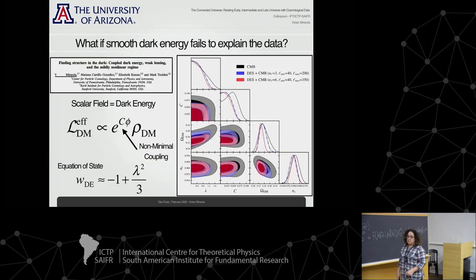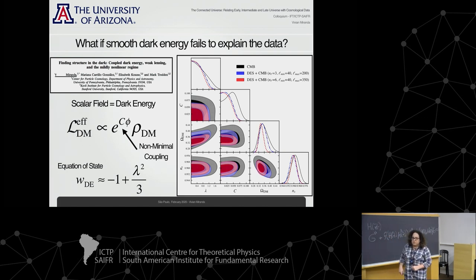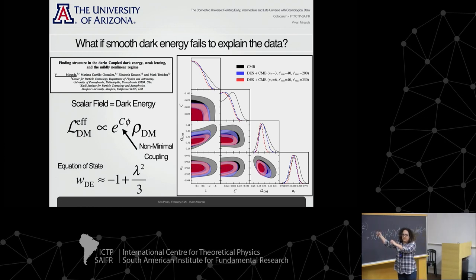You can also put in couplings between dark energy, here being a scalar field, and dark matter. We call this coupled dark energy. That means the energy conservation of dark energy, rho dot plus 3 H (rho plus p), is not zero, but depends on energy transfer between dark matter and dark energy. So there are a lot of things that can happen if those assumptions are wrong.